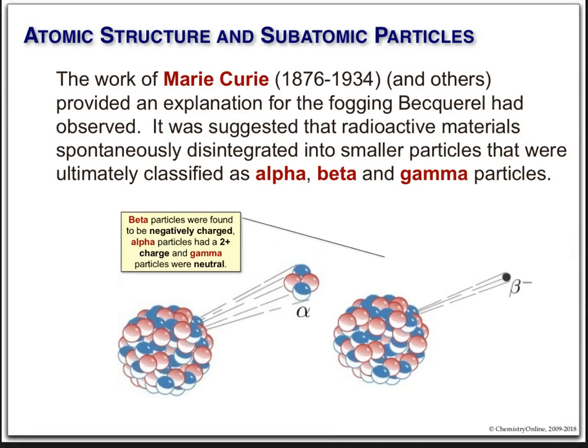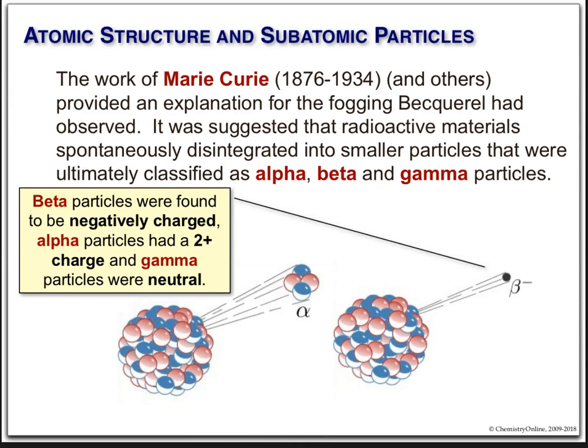This was expanded by Marie Curie, among others, and she did lots and lots of work with radioactive isotopes. Eventually it killed her. What she basically was able to do was define the presence of radioactive particles. How did these things fog? Well, they fogged because they were emitting radioactive particles.